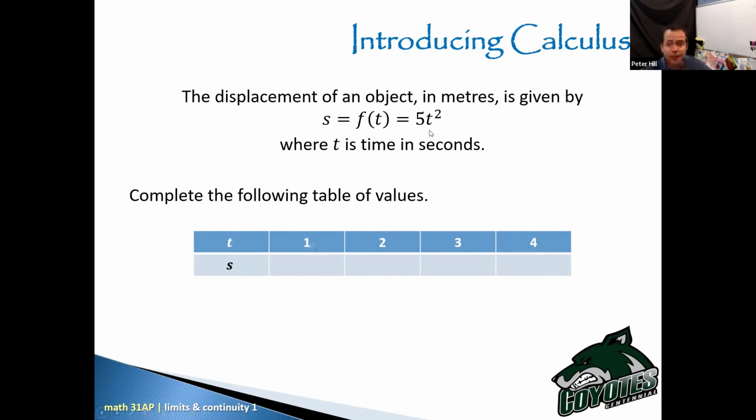So we're just plugging in 1 for t. 1 squared is 1, times 5 is 5. Plugging in 2, 2 squared is 4, that's 20. Plugging in 3, 3 squared is 9, times 5 is 45, right? So we get 5, 20, 45, and 80.